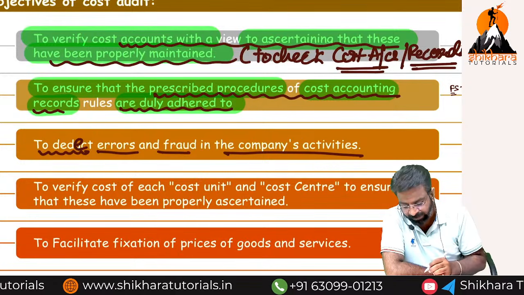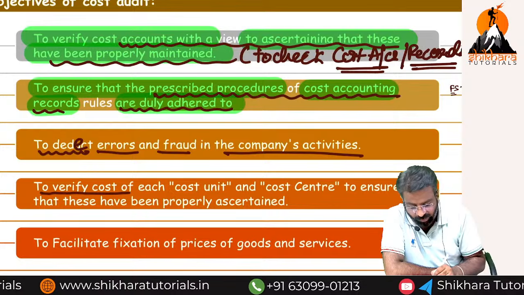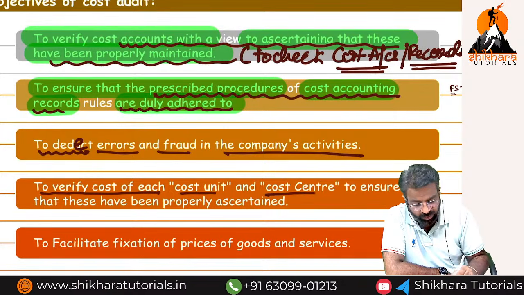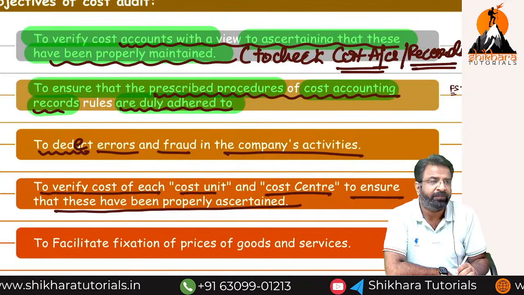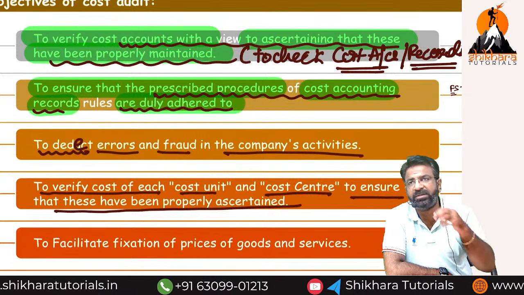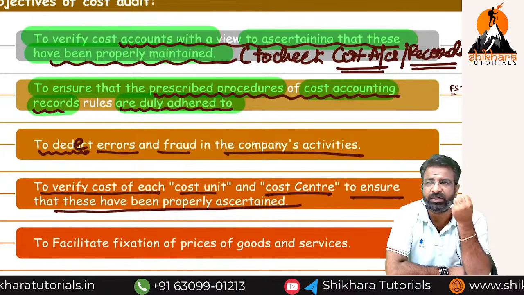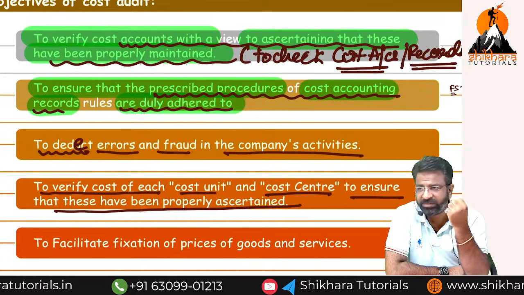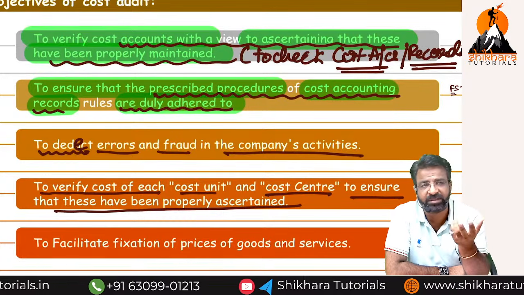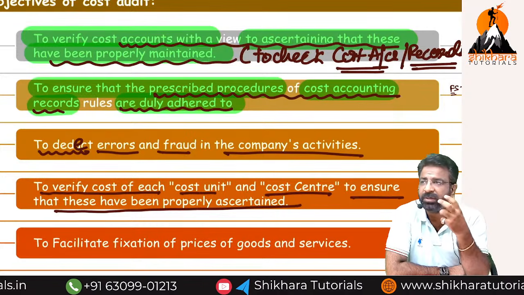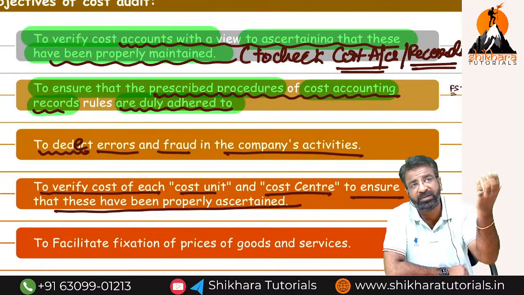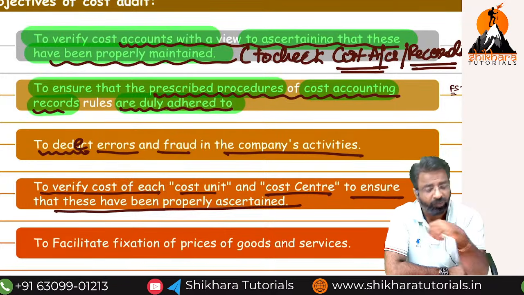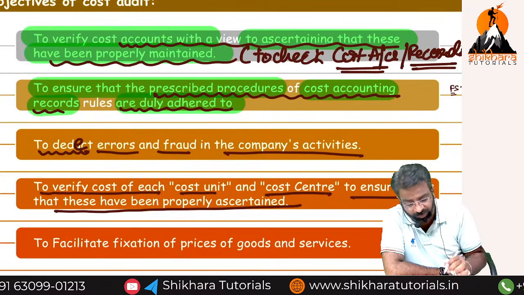So we call them regulated sectors. Next one is to verify the cost of each cost unit and cost center to ensure that these have been properly assessed. Now what do you mean by cost unit? Let's say for example, some companies use coal as an input. Some companies use steam as an input. Some companies use demineralized water as an input. Some companies directly run with what? Power.